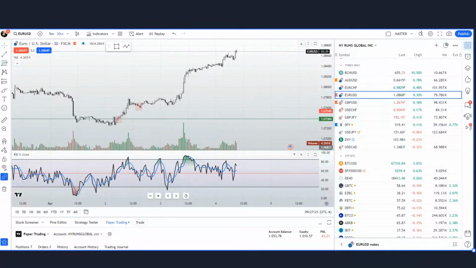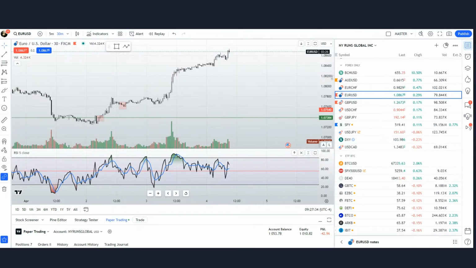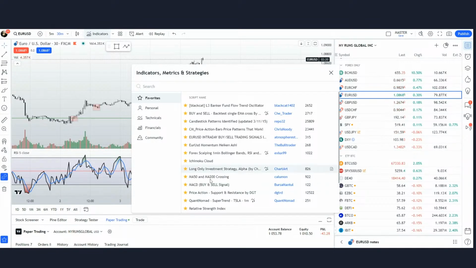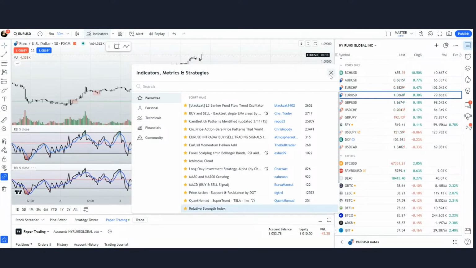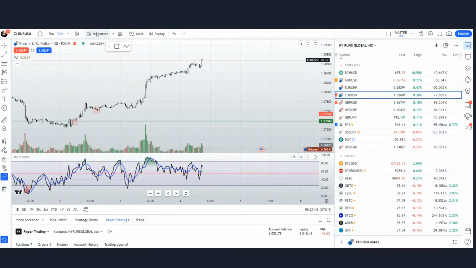3 minutes left before the market opens. New York City, 9:27. The market opens at 9:30 right here. We're watching the euro dollar about to have a big drop, hopefully. Let's see. We got 3 minutes before the open. Everything seems to be good.